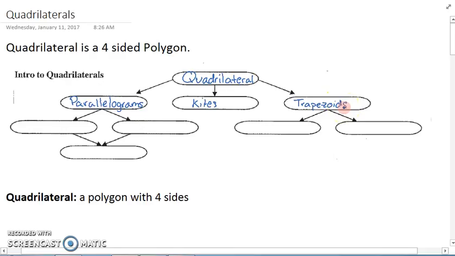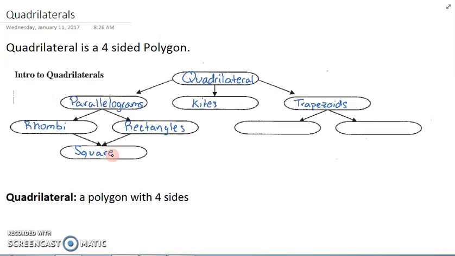And then we continue. So two different types of parallelograms will be rhombus or rhombi, which is the plural of that, and rectangles. And we'll go more into detail about what each of those are in a little while, but for right now we're just writing the different types. And finally, to fill out this parallelograms branch of this tree, what is a rhombus and also a rectangle? Well, that would be a square. So we have now filled out the parallelogram branch.